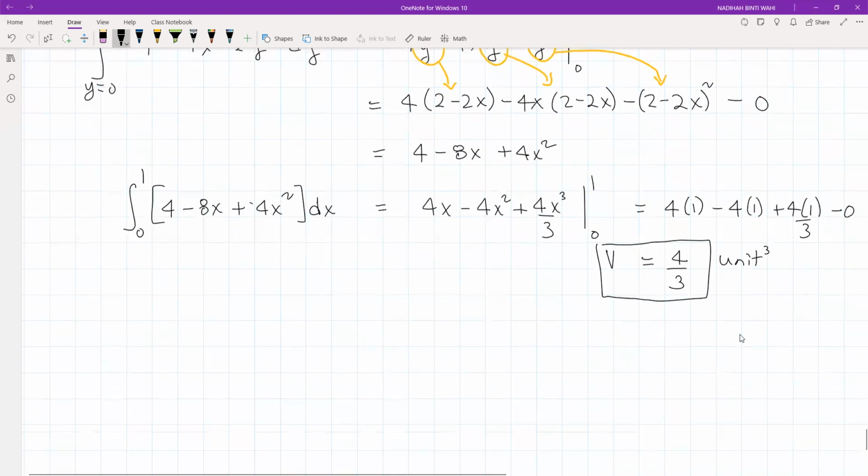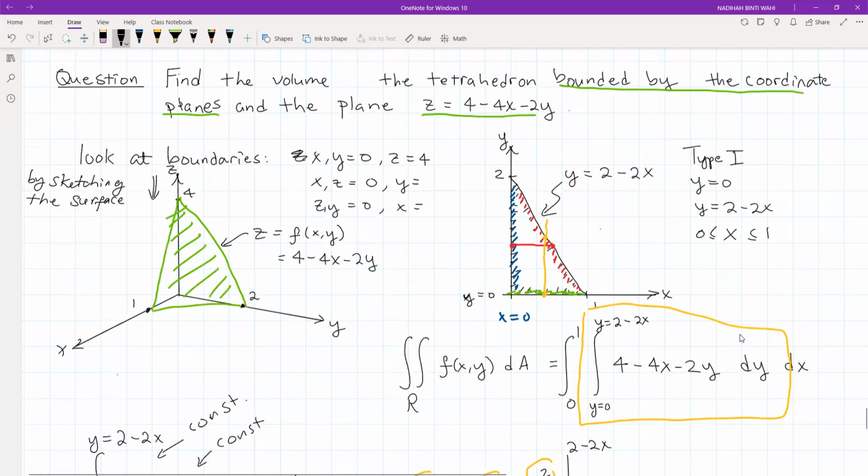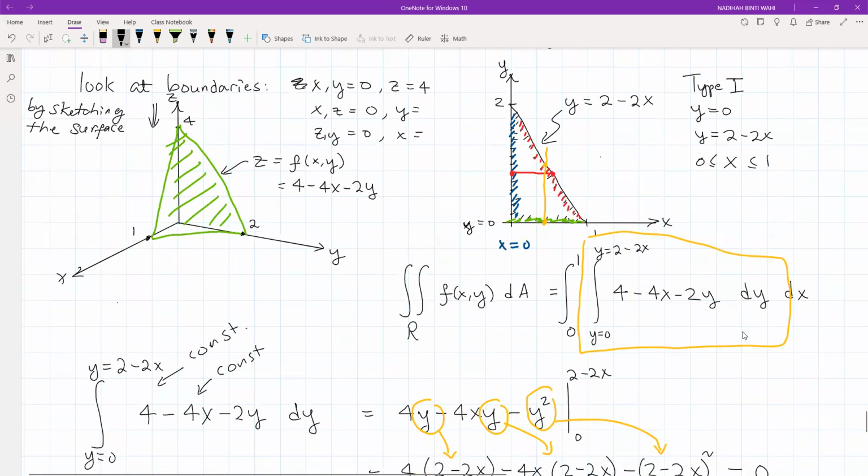Okay, how about if I change my point of view? Meaning that I want to change, let's say I'm looking at this direction. So I want to look at that direction. Okay, so you knew that the answer should be the same. Why? Because this is the volume. The volume doesn't change because this is a solid.